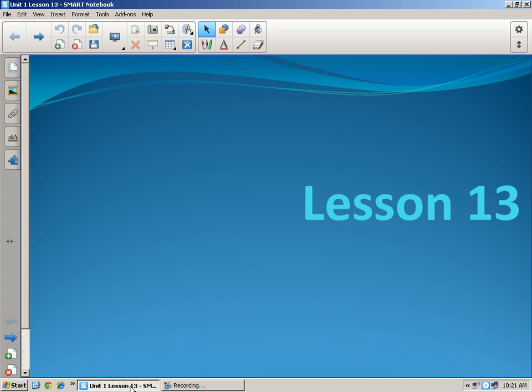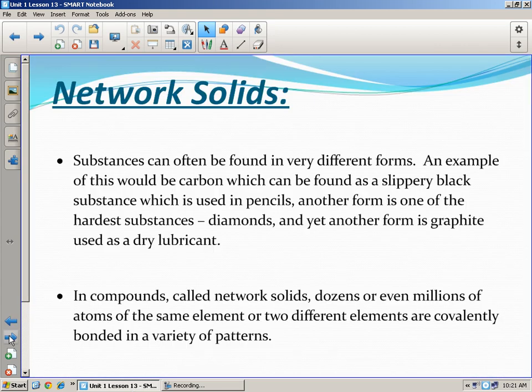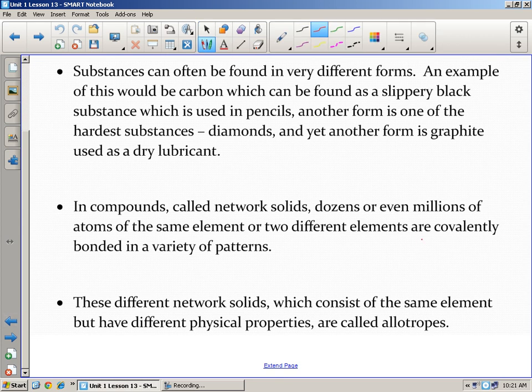So, lesson 13 here. Yesterday we talked about network solids really quickly. There's only really two things I want you to know. They are covalently bonded atoms, of course, and I underlined this stuff for you yesterday in the notes. Covalently bonded in a variety of patterns, and network solids which consist of the same element but have different physical properties are called allotropes. That was the only other thing I asked you guys to know about network solids.